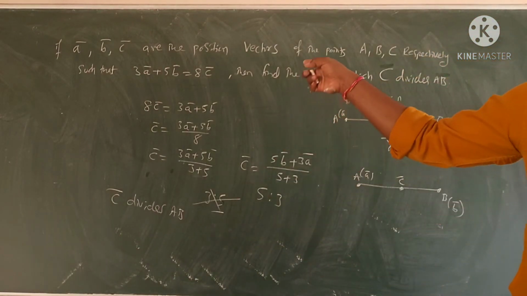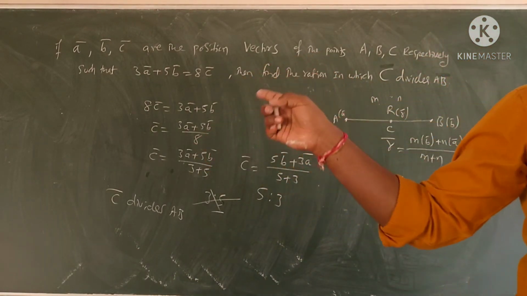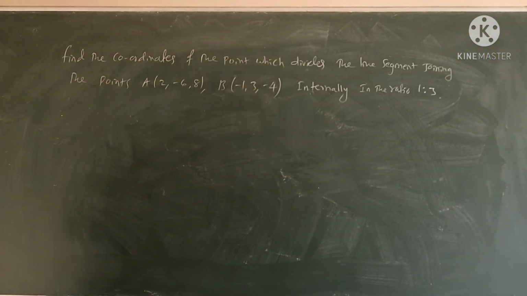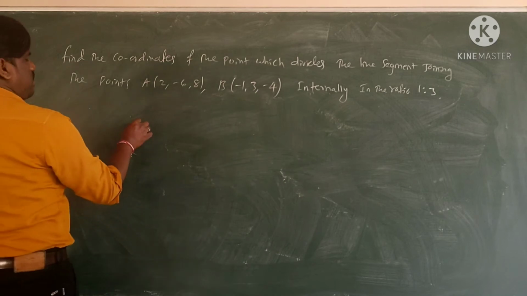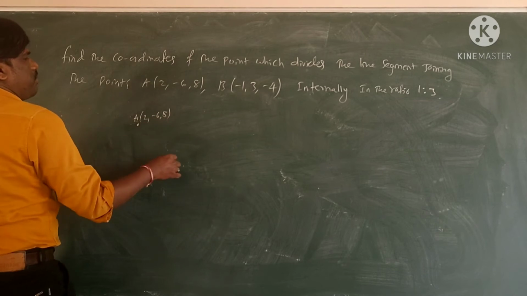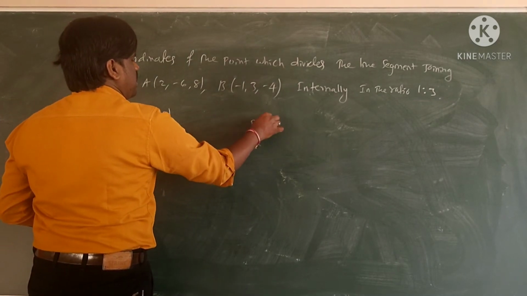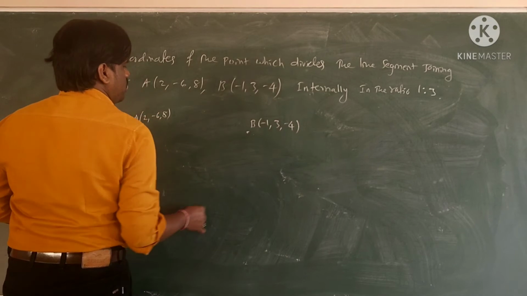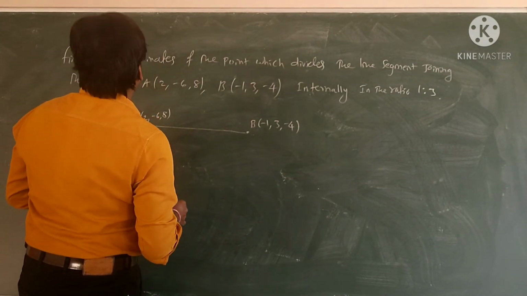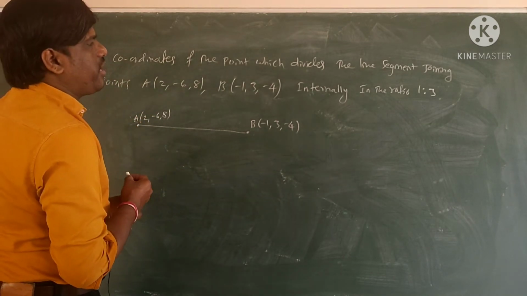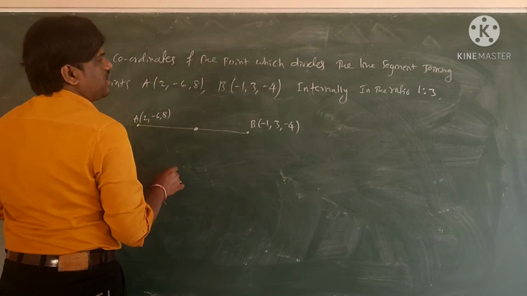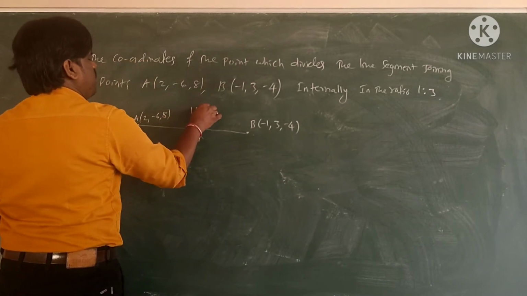This was asked in July 2018, the HSC question. Find the coordinates of the point which divides the line segment AB, where A is (2, -6, 8), this is the A point, and B is (-1, 3, -4), this is the B point, internally in the ratio 1 is to 3. You have to find this point.